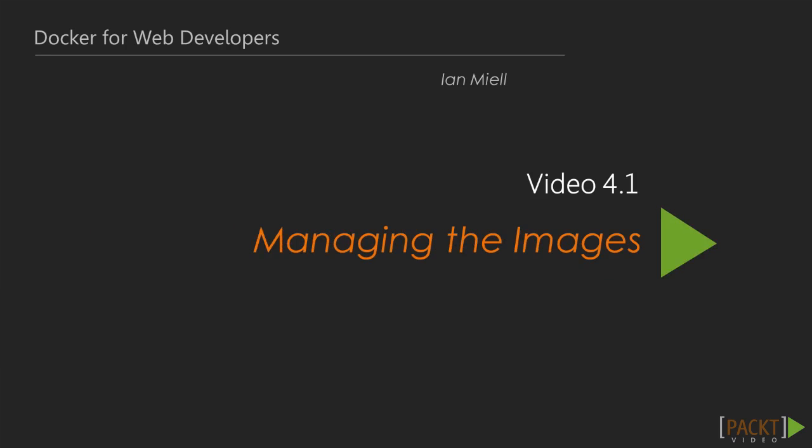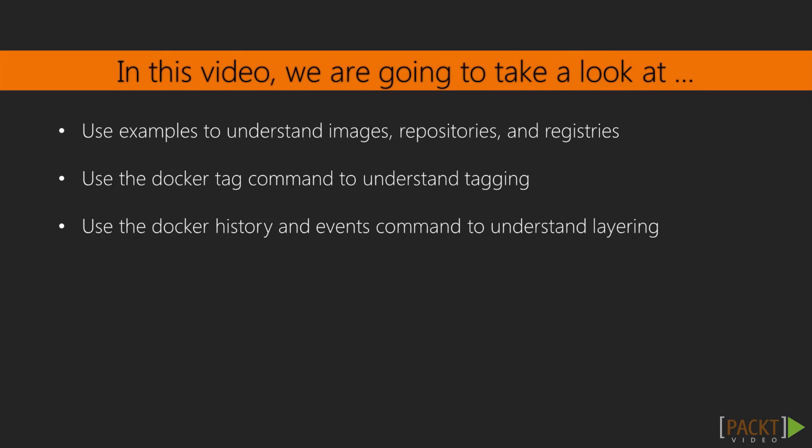Managing images. In the previous videos, we've used Docker images and containers and pulled and pushed images to and from the Docker Hub. In this video, we're going to take a closer look at how Docker works on our machine and some of the commands at our disposal to manage it. We're going to use examples to understand images, repositories, and registries, use the Docker tag command to understand tagging, and use the Docker history and events commands to understand image layering. By the end of this section, we'll have gained a greater mastery and experience of the Docker command set, which will give us greater confidence as we go on.